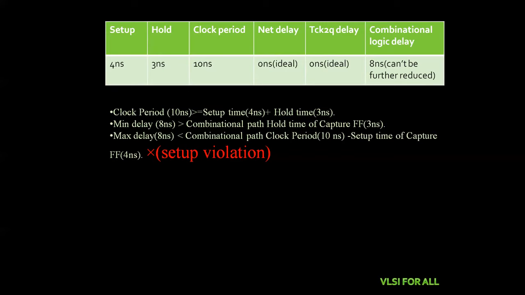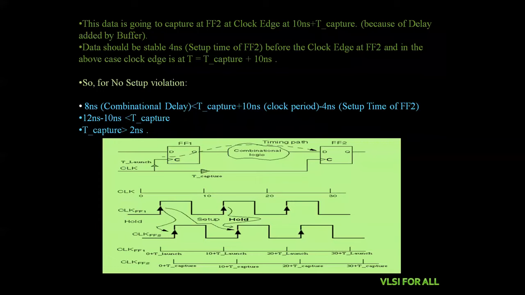At that time, if a violation occurs, we need to introduce buffers, like this. The buffer which is introduced between the clock and the second capture flip-flop has the delay T capture, and the buffer which is placed between the clock and flip-flop one has the delay T launch.